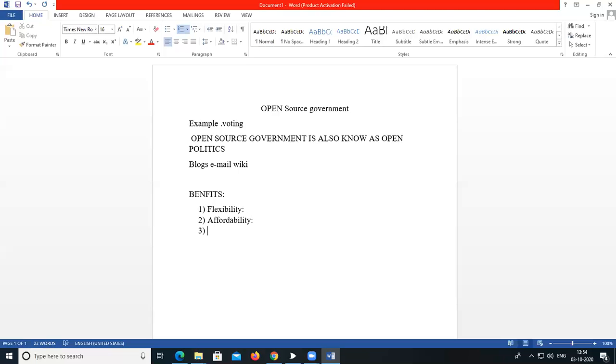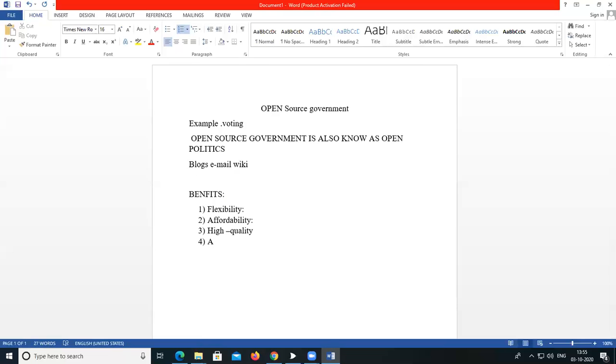Then the third one is high quality. The benefit of open source for government here is high quality. The government can be guaranteed of high quality, defined by good testing and code review, if the open source system is supported by a strong developer association.